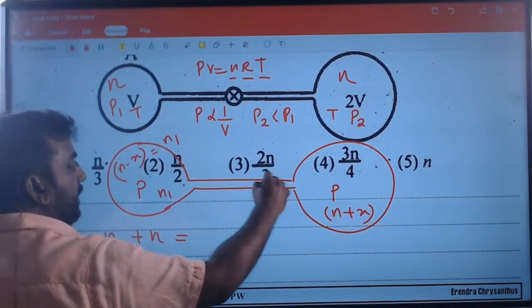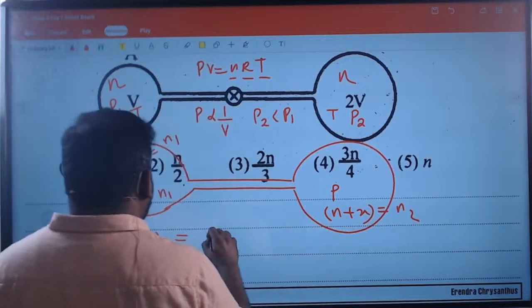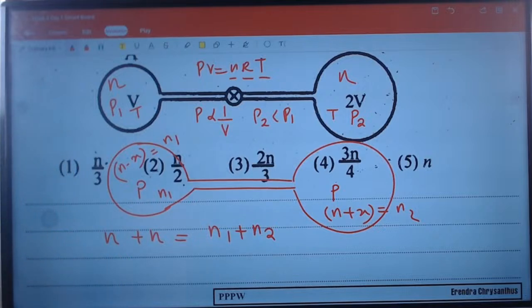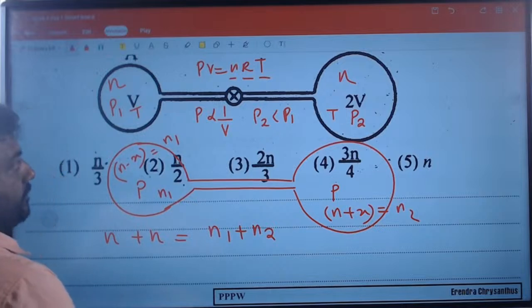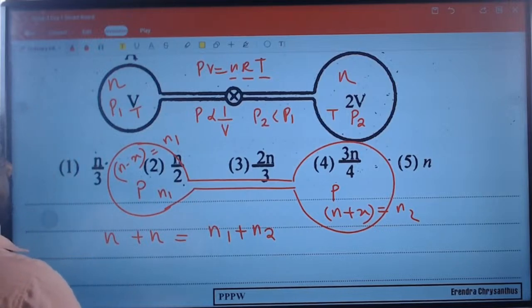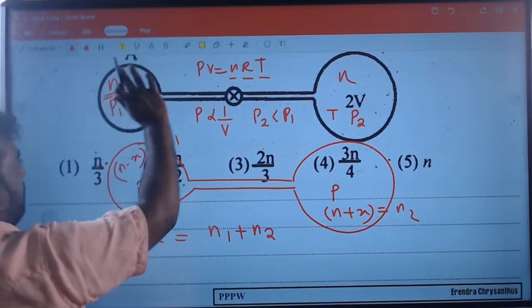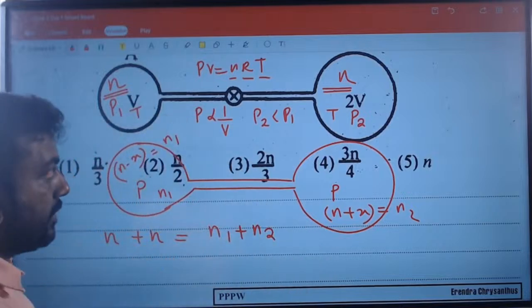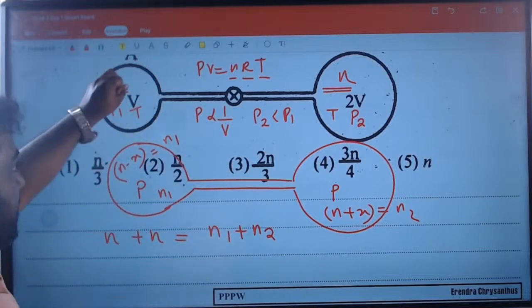This is n1, this is n2, n1 plus n2. They are asking how many moles are moving out. Look at the board carefully. Now there are many ways to approach this. One in terms of pressure. Number of moles of gas the same means a fixed mass of gas. The mass here and the mass there are the same.